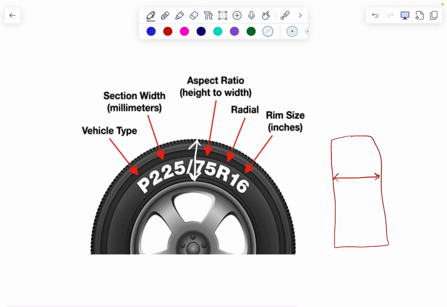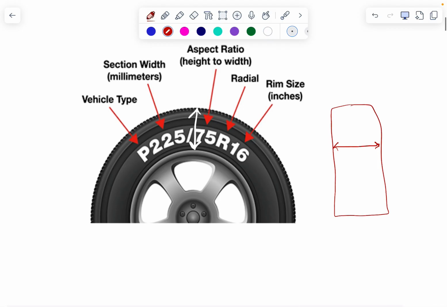Does that make sense? So this tire is 225 millimeters width-wise, and the aspect ratio means that the height is 75% of that. So it's not quite as high or tall as it is wide. And that's from the rim to the edge of the circle. Okay, and then the R stands for radial. It tells you what kind of tire it is. It has a radial inside there. And then the 16 is your rim diameter.